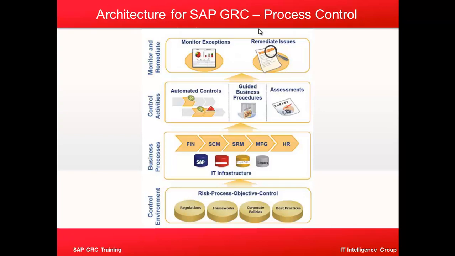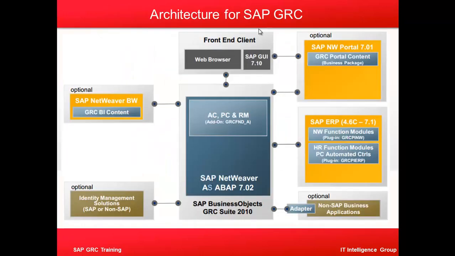So we review all the processes, we come up with the control sequence and control activities for them, and we come up with a report telling what exceptions you have and what remediations need to be performed for the issues that you have.